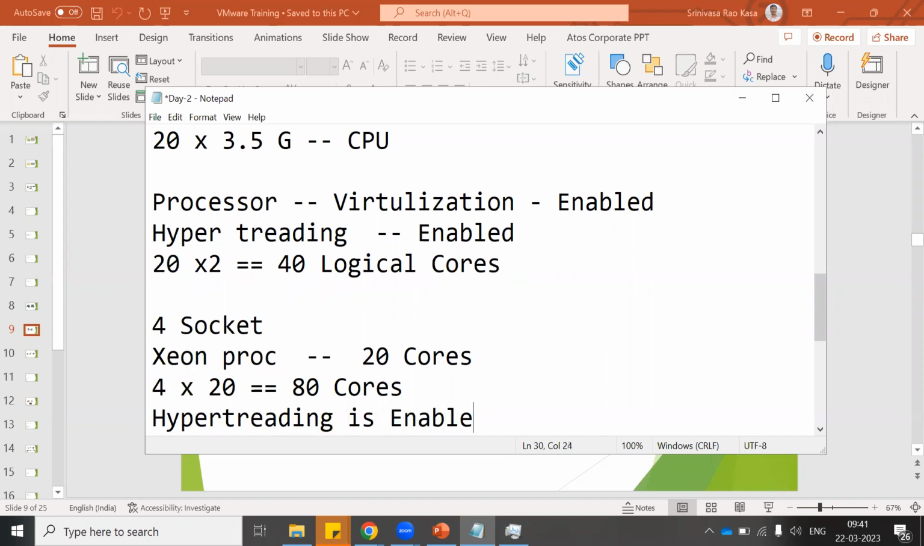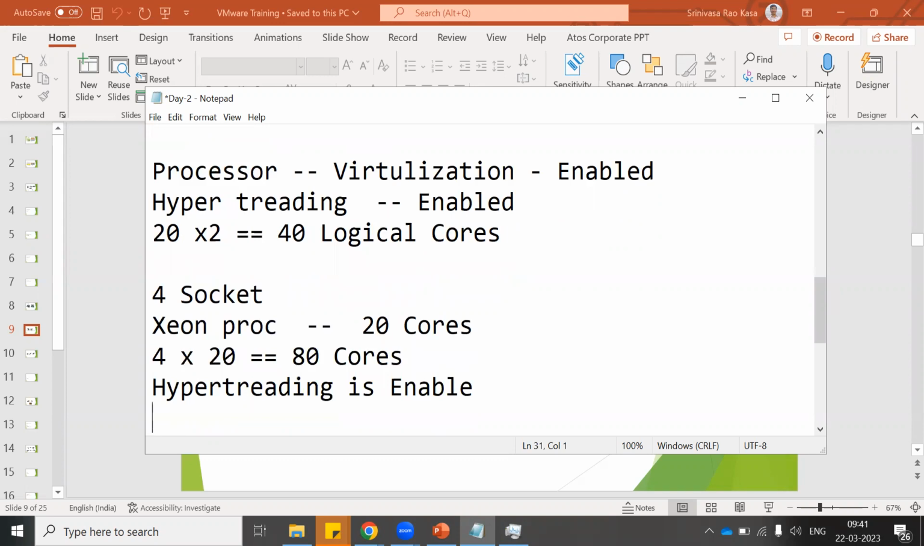160. So it is going to be double, right? So 80 becomes 160. Is it clear?